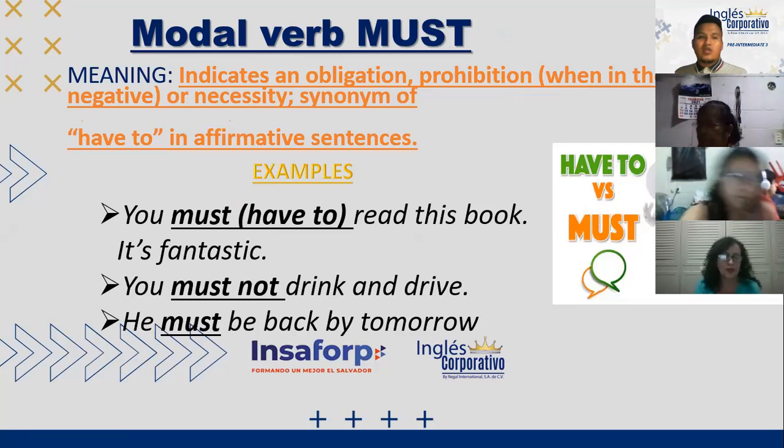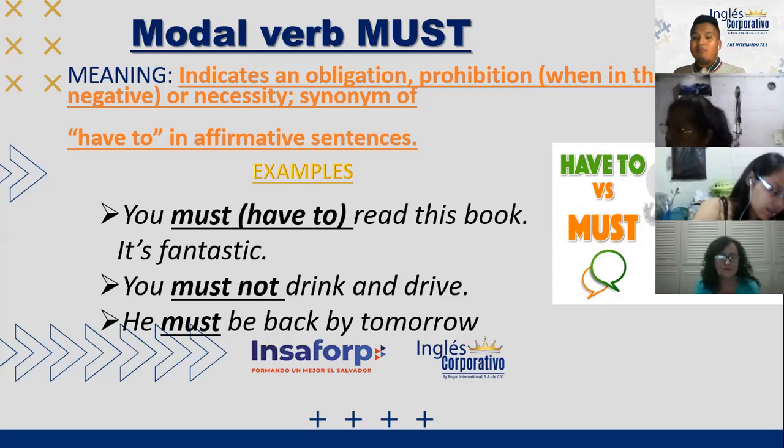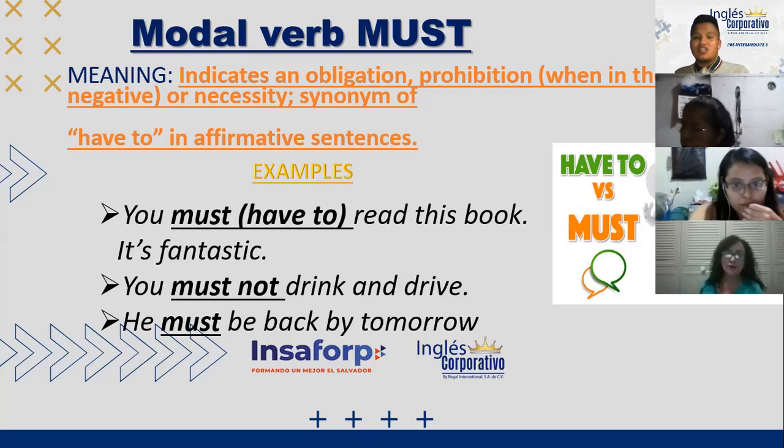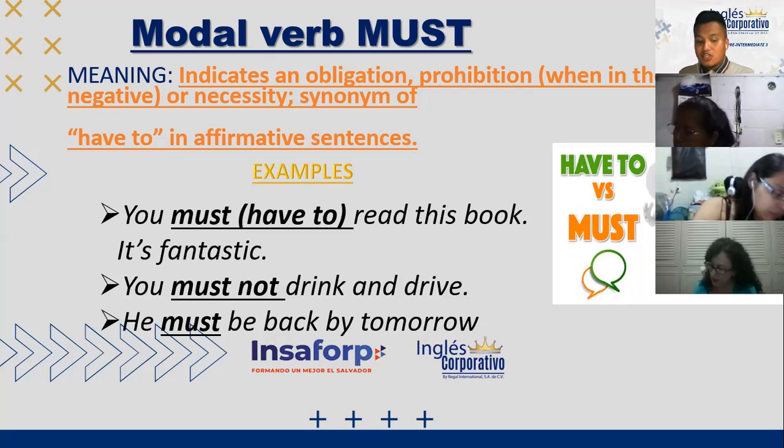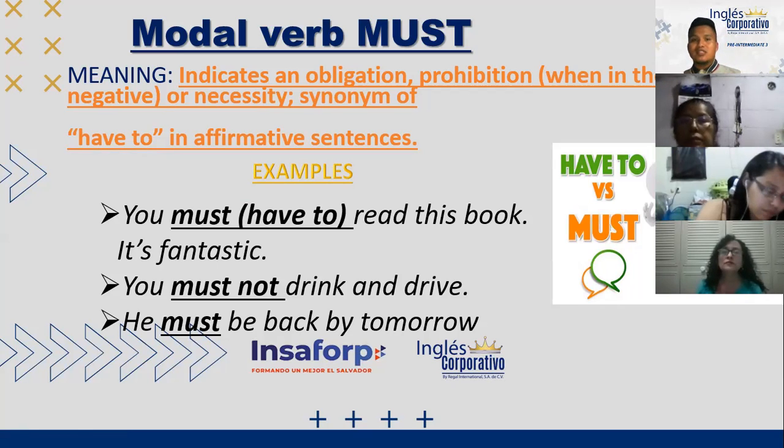That is almost the last one. Must. The modal verb must is the only one that indicates 100% obligation. It means 100% obligation, or prohibition when we use it in the negative way. So in the positive way, it would always mean 100% obligation. But when you use it in the negative way, it will mean prohibition, okay?